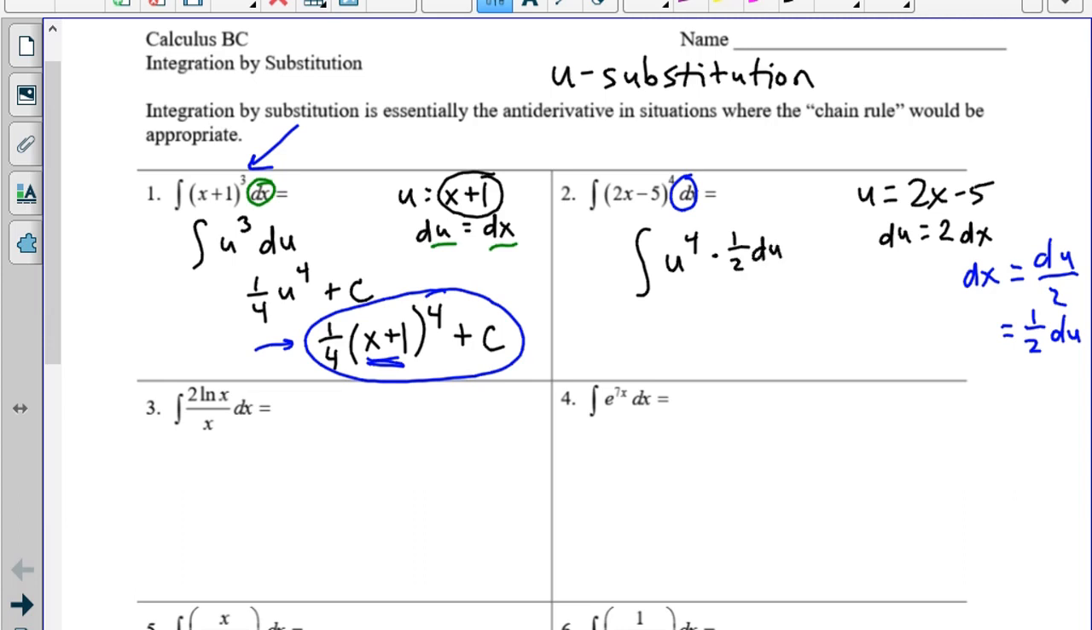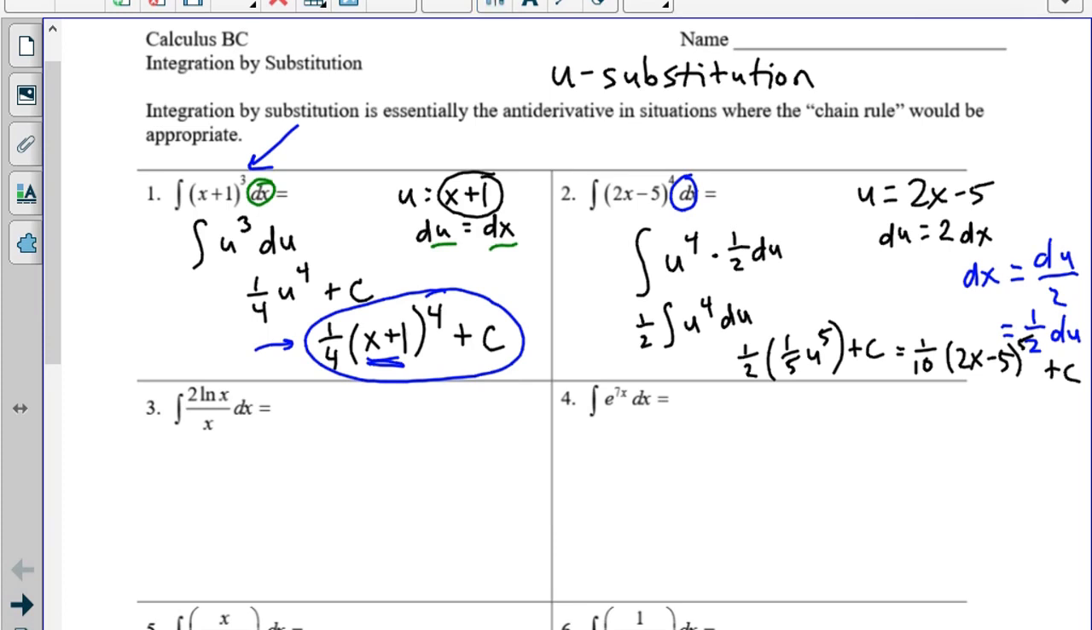Now 1/2 is a constant. I can rewrite that on the outside of the integral. Then I can integrate u to the 4th. I get 1/5 u to the 5th plus c. So my final answer in this case is going to be 1/10 times (2x minus 5) to the 5th plus c. Sorry, I have some of this blue stuff over here, so let's move that out of the way. 1/10 (2x minus 5) to the 5th plus c.